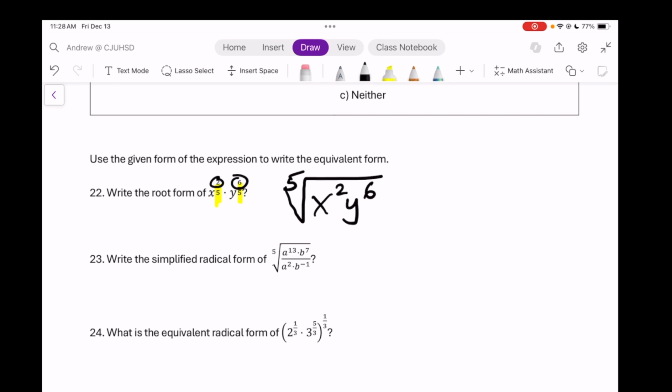Number 23, write the simplified radical form of this. Okay, so inside of here, you have a 5th root, and inside there's a few simplifications we can do. So for example, a to the 13th on top, a to the 2nd on the bottom, we can subtract that. That's 13 minus 2, or a to the 11th. And then for b, you can also subtract 7 minus -1, which is going to be plus 8, or positive 8. And that's b to the 8.